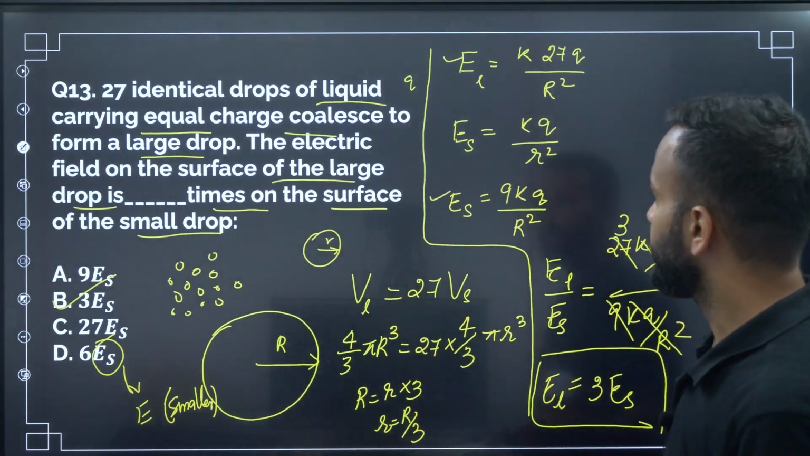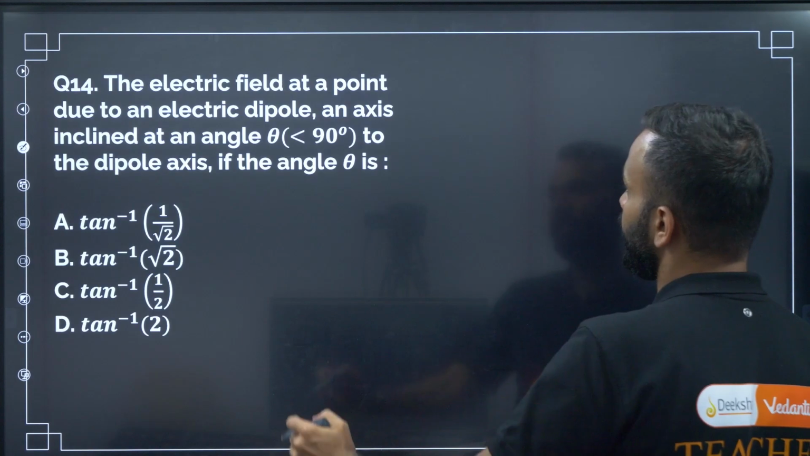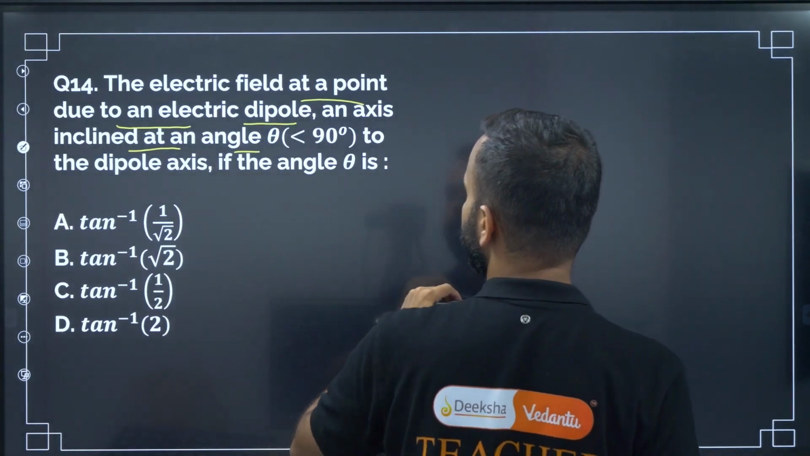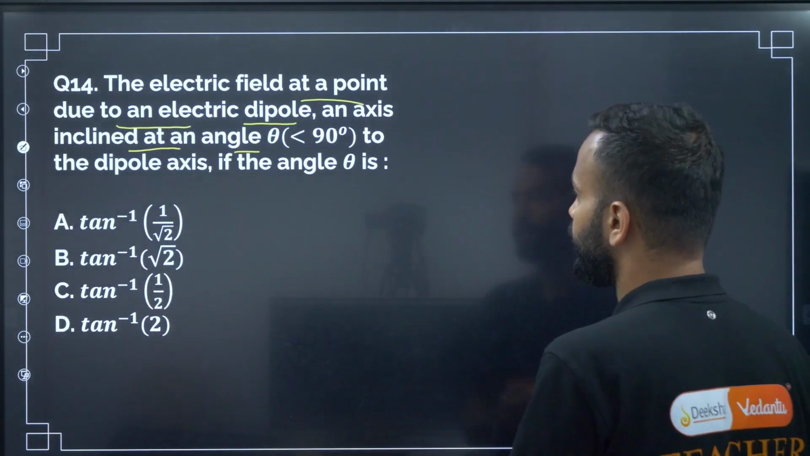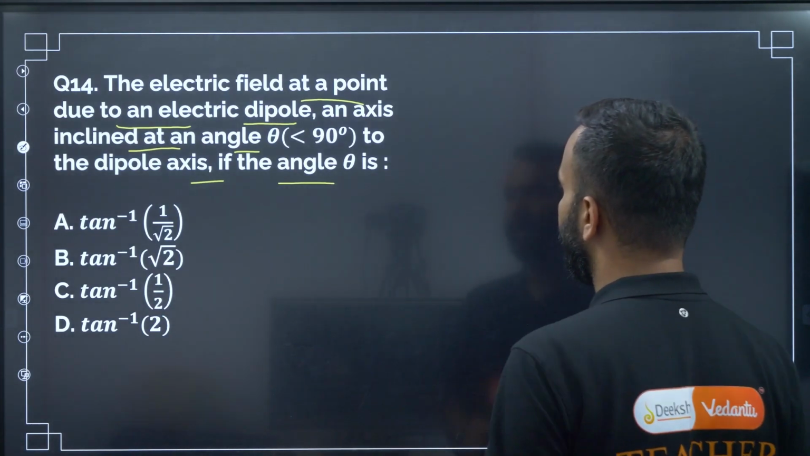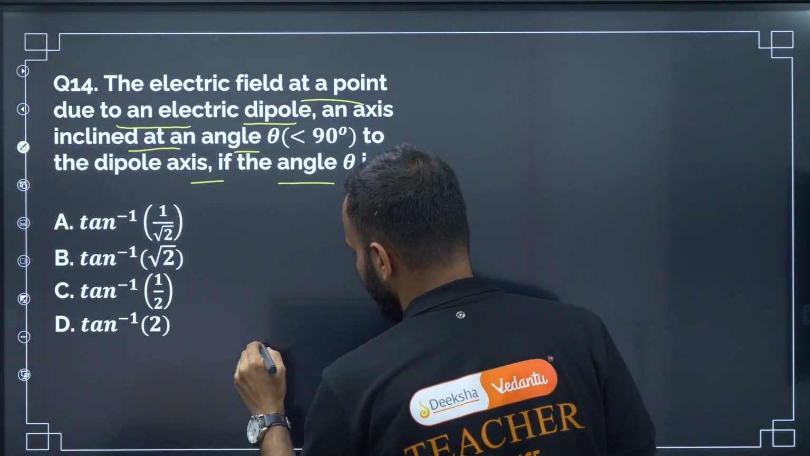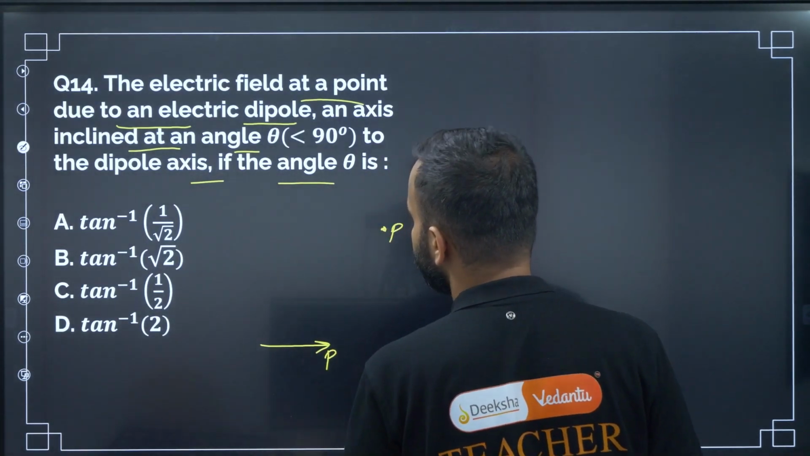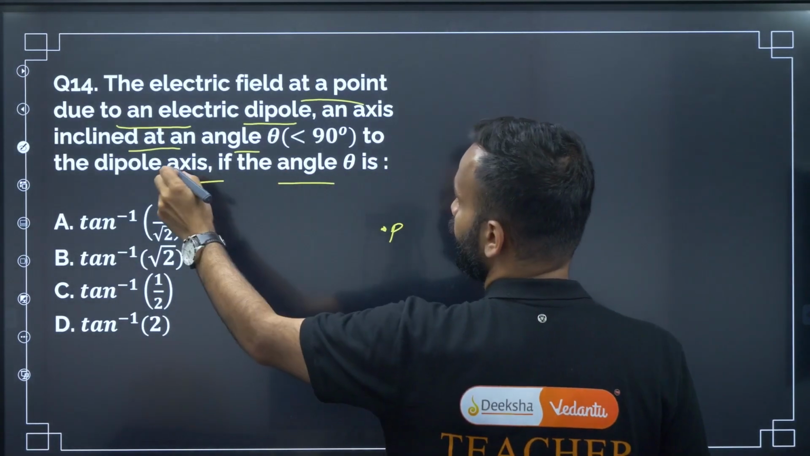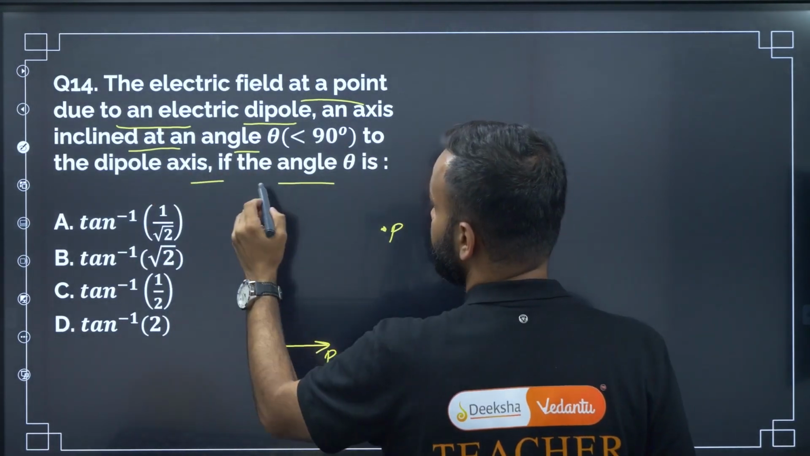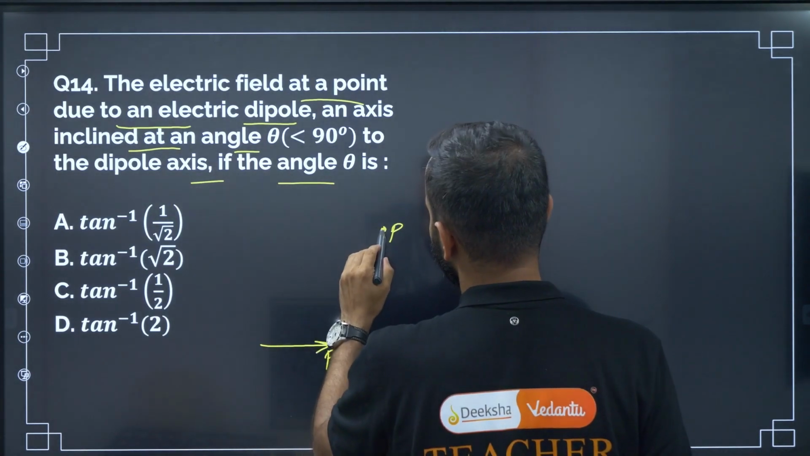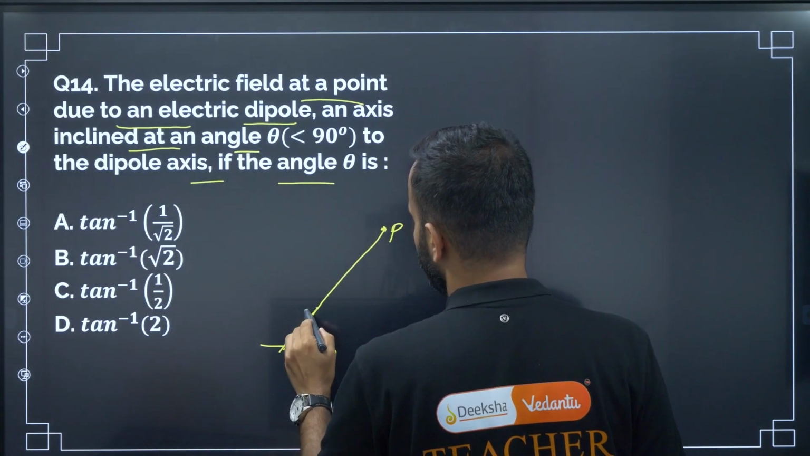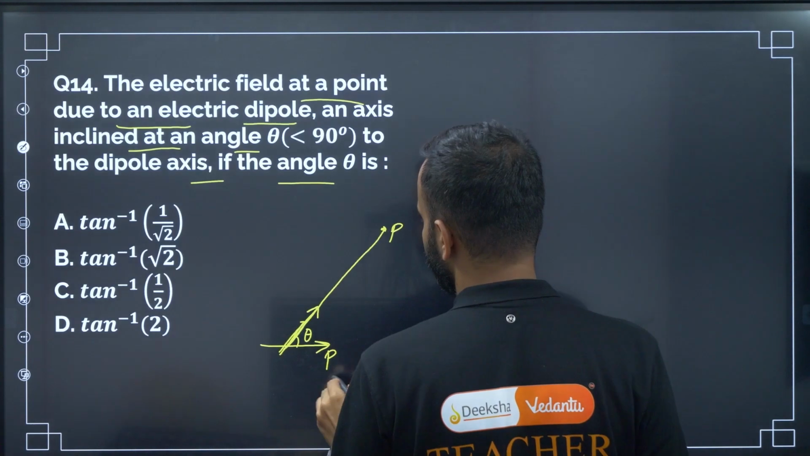Next question. Question number 14. The electric field at a point due to an electric dipole, on an axis inclined at an angle theta, which is lesser than 90 degrees, to the dipole axis. So here this is the dipole, and this is point P. The electric field at point P due to an electric dipole, inclined at an angle theta to the dipole axis. So this is the angle theta.